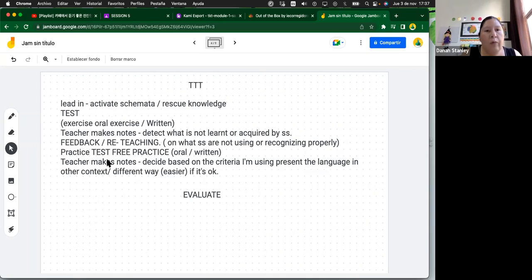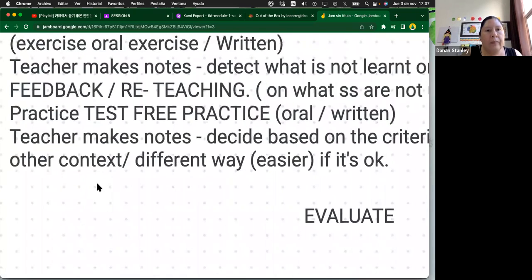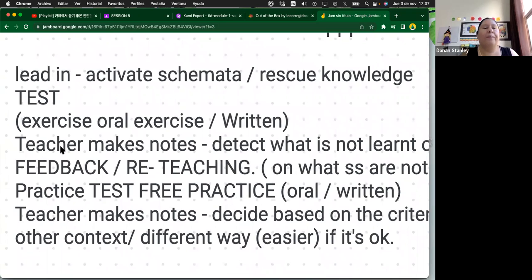Then I'm going to deliver the test. Not necessarily saying, hey guys, take out a sheet and write your name, because they immediately match, or think about exam, evaluation, pass and fail with test. It's TTT because it's the way the method says, but I would say exercise. I would say practice, controlled practice.